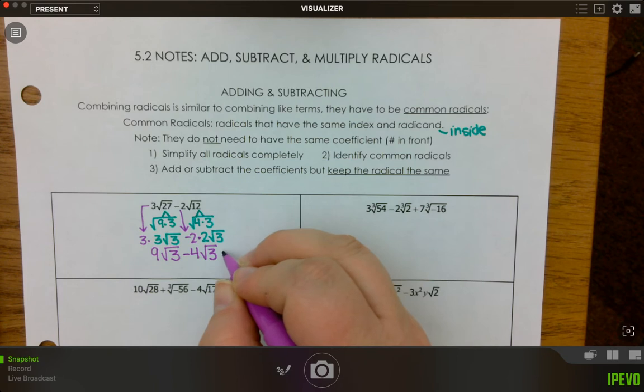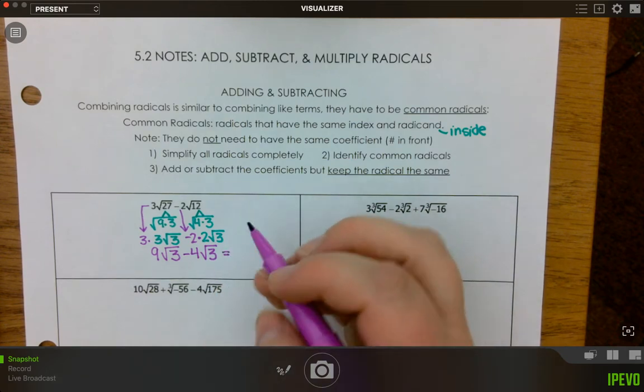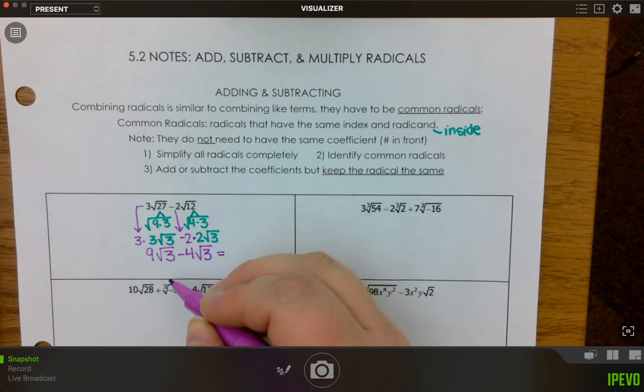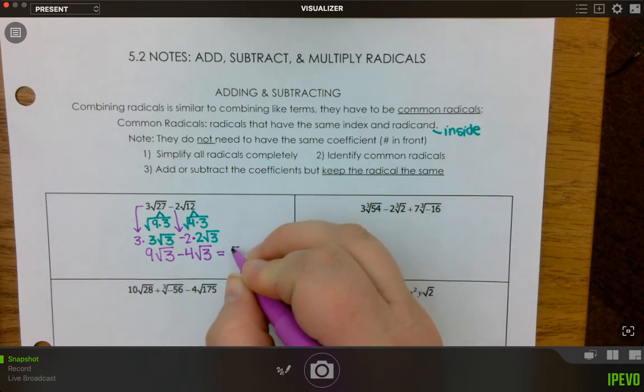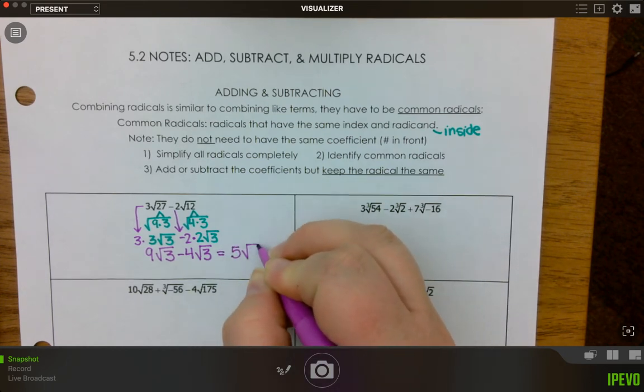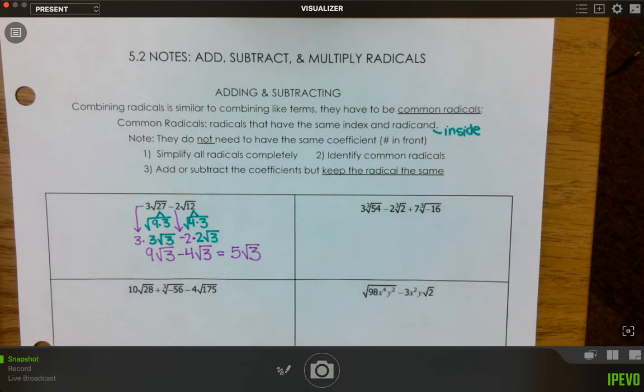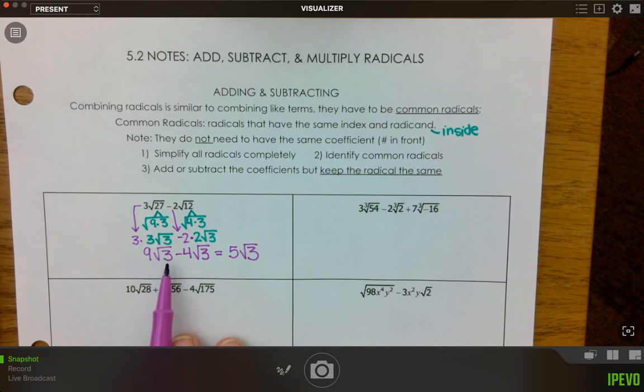And sometimes thinking it or saying it out loud like that helps. Because this looks kind of confusing until we think of it as 9 square roots of 3 and 4 square roots of 3. 9 minus 4 is 5, but you don't change the square root. It stays the same. Okay, because they had the same root, it was a square root, and they were both 3.